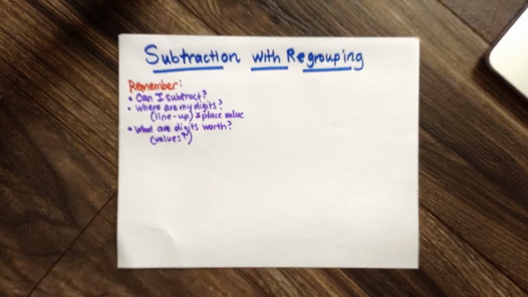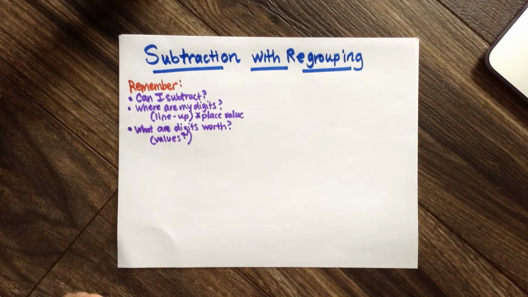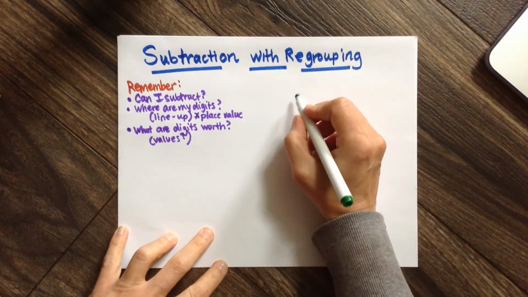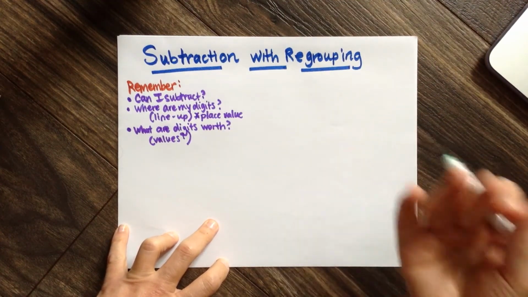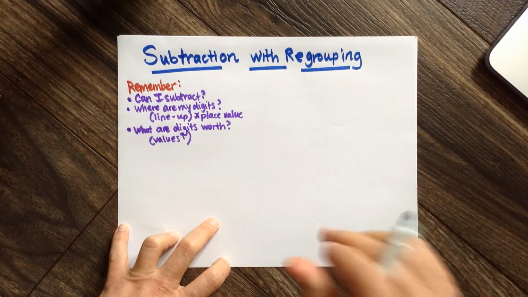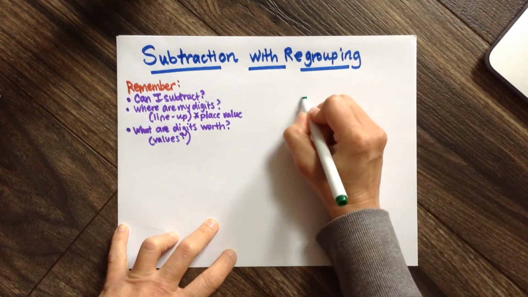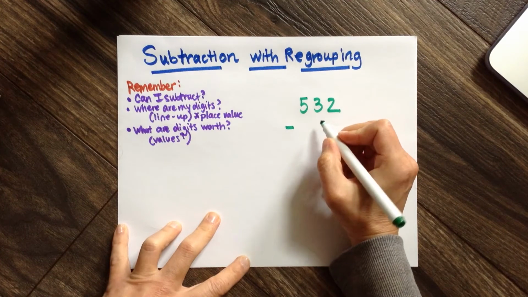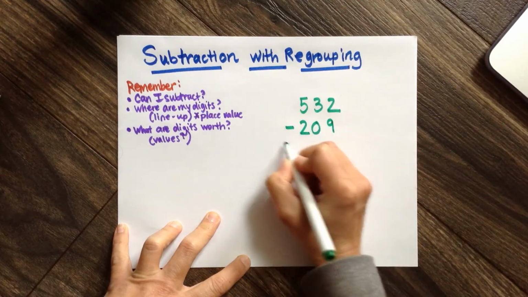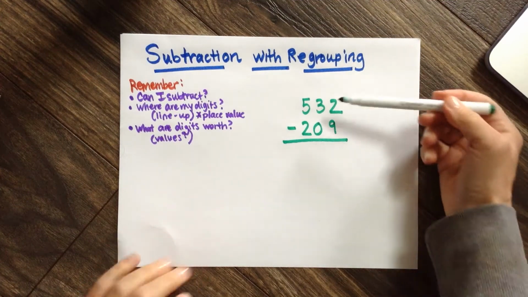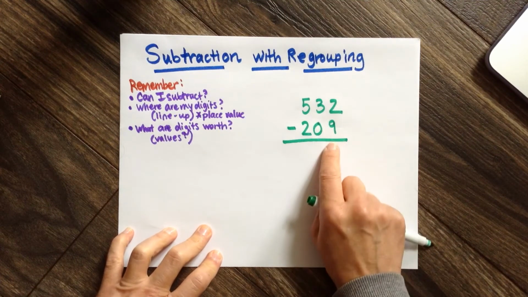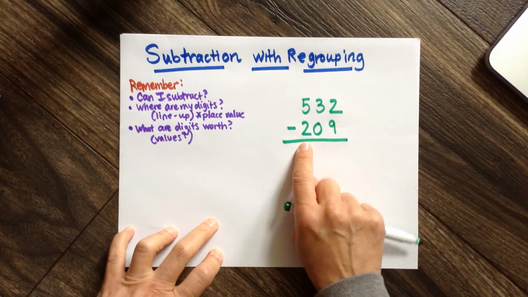So let's take a look at a subtraction problem. Let's go with 532 minus 209. So if you're going to follow along with me, let's just write that down. We know that 532 is larger than 209. So that's going to go on our top here. 532 minus 209. Now, I want you to keep in mind that notice how my digits are equally distant. So I know it's very clear that my ones, my tens, and my hundreds are lined up correctly.